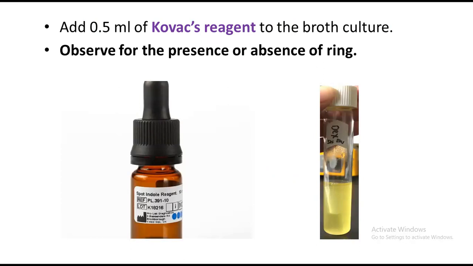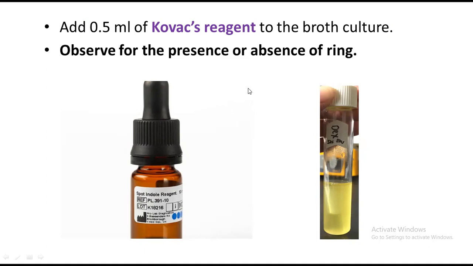What will you do? After one day or after 24 hours, you have to take the test tube out of the incubator, and then you have to add a special type of reagent that is known as Kovac's reagent to the broth culture. You have to add a few drops, up to 0.5 milliliter. It is equal to 3 or 4 drops. So you have to add 3 or 4 drops into the test tube, that is, the broth.